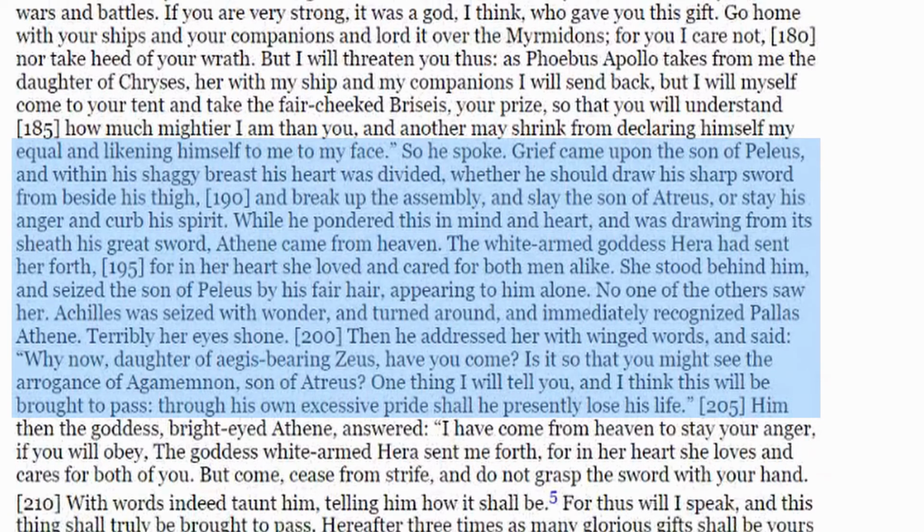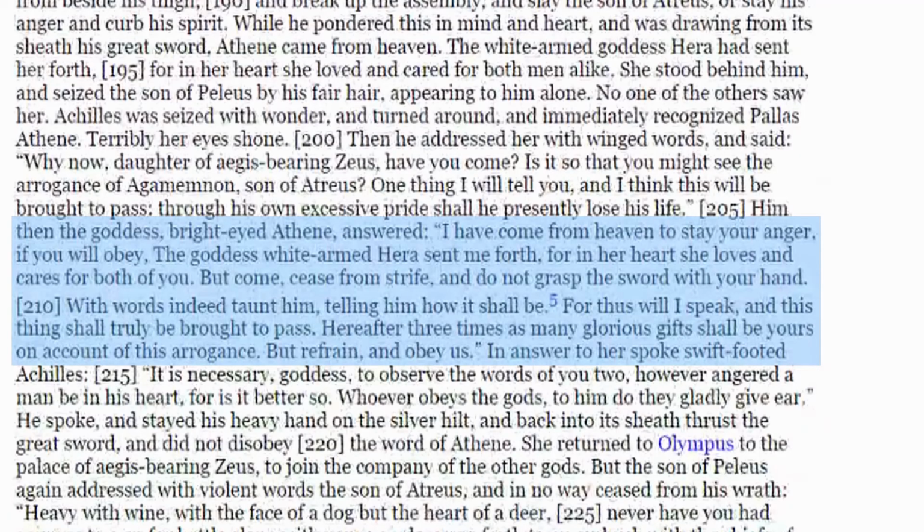And then Athena says, don't do that. I've come from heaven to stay your anger. If you will obey, by the way, there is free will in this universe. The gods don't just make people do things. She gives him an option.